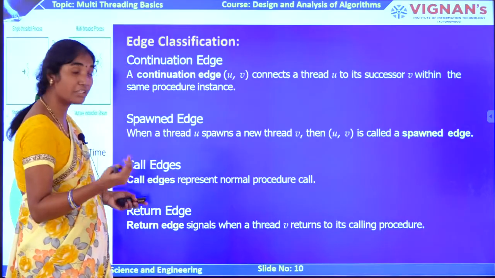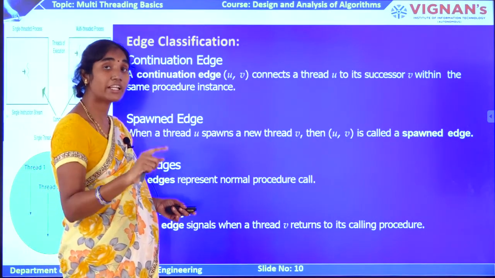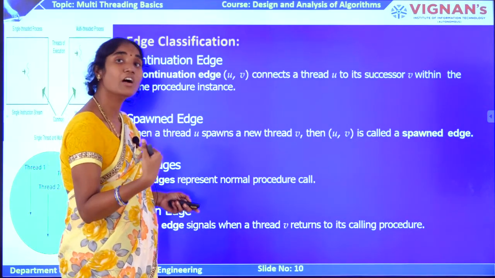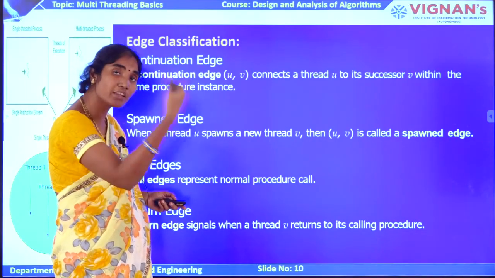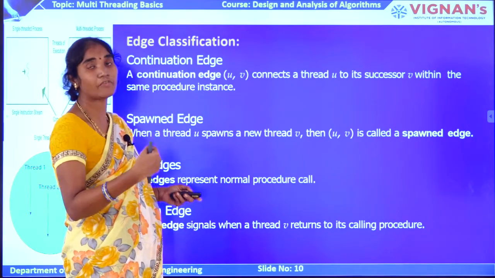Now return edge. Return edge means here in every procedure I have to return the corresponding values, right. In your previous example the thread C represents return x plus y. So here I have to return some value, right. So in order to return the value to the previous thread or the parent node, I have to use a return edge.